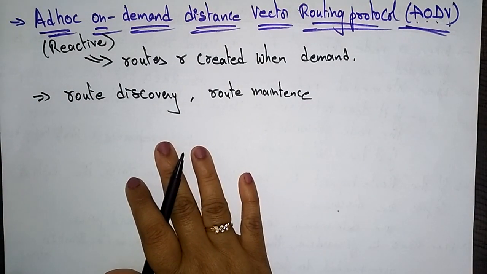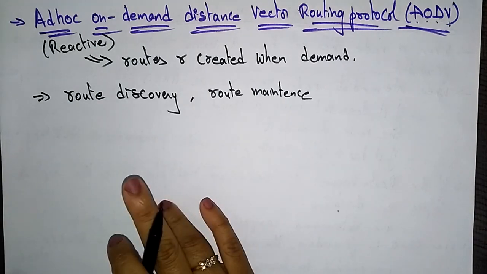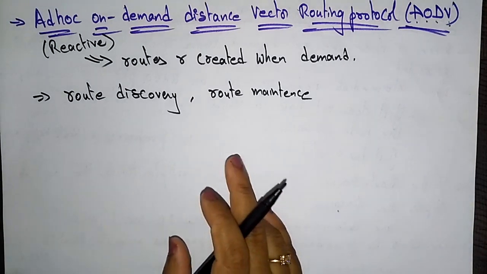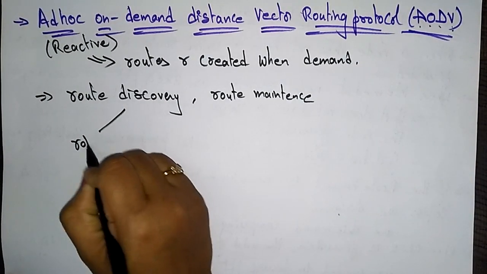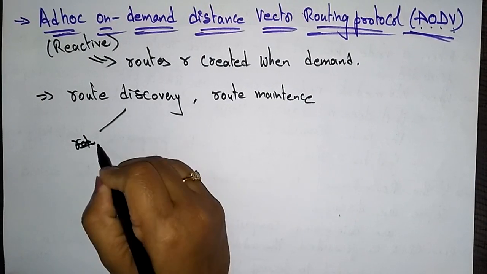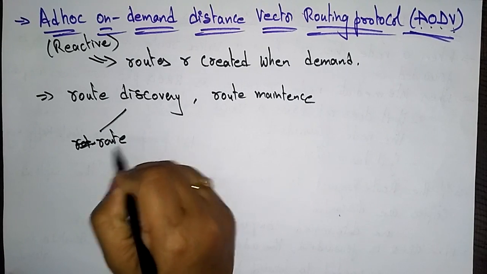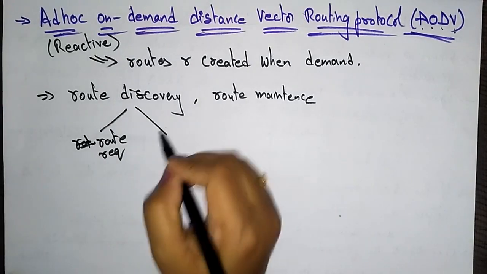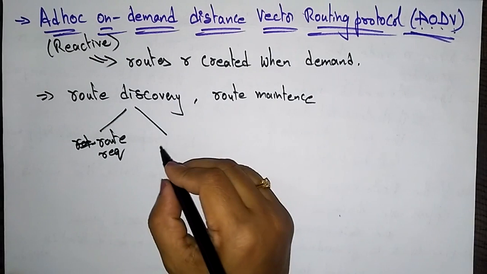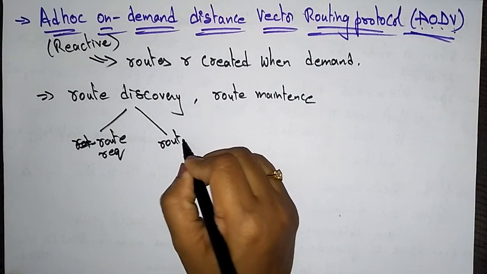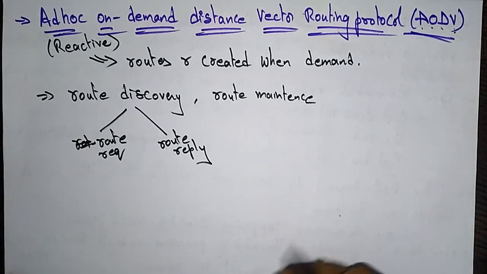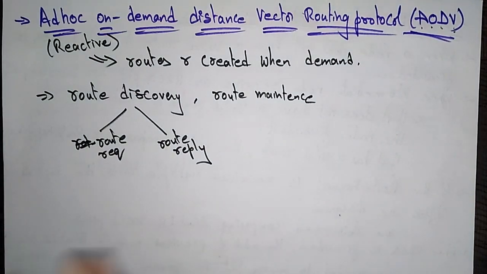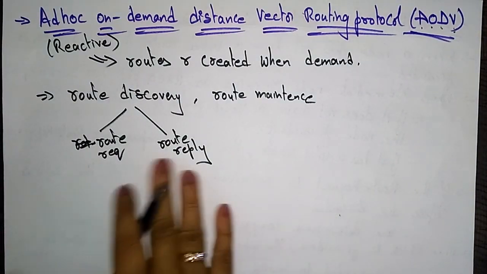Route discovery consists of the route request and the route reply. First it is requesting for the route: which direction is the best direction? After discovering the route, it has to reply. The way that it comes, the shortest path, that is the best path, so just send the data on that. Like that, it replies.